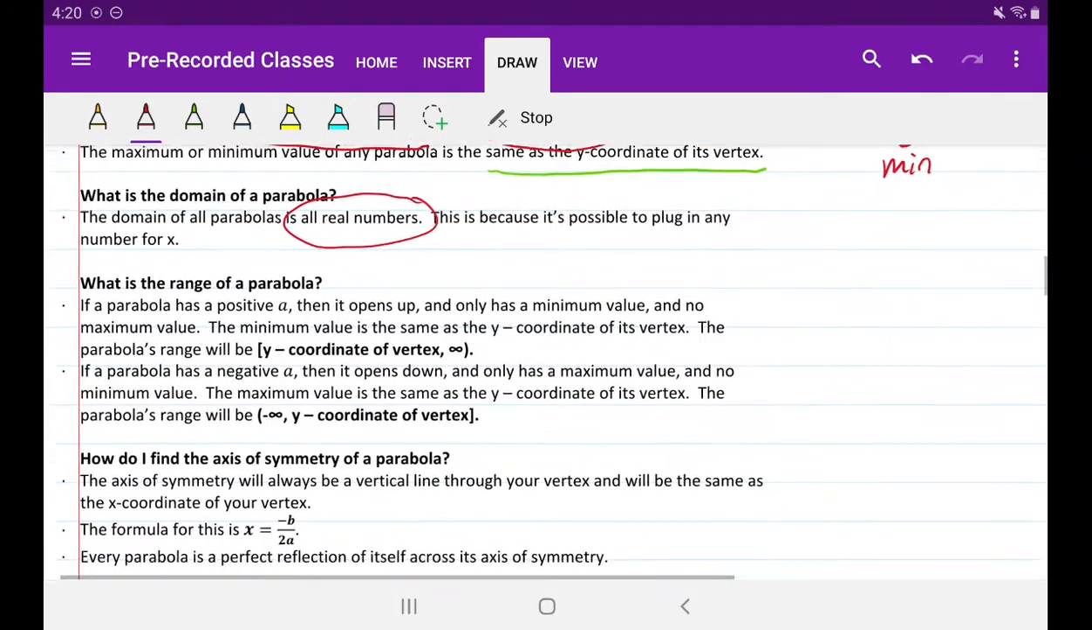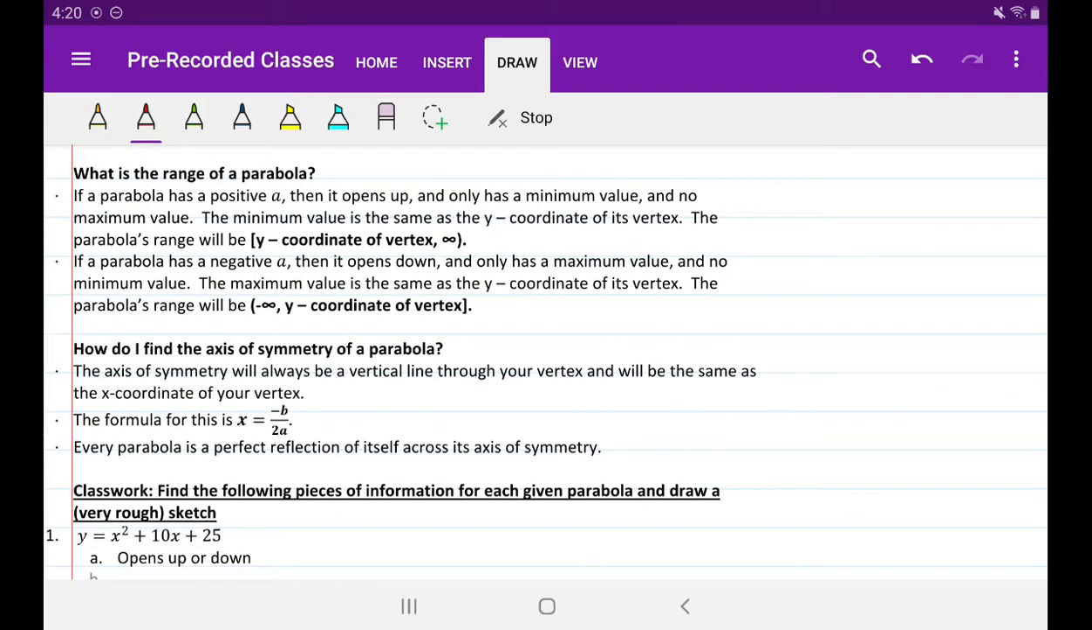And so then what about the range though? Well, there are some restrictions on the range of a parabola, and we can find these really easily. And again, this is something else that's going to depend on whether or not the parabola has a positive or negative a, and whether or not it opens up or down. So if it has a positive a and it opens up, and then it has only a min value, then the range is going to be this. You'll have a bracket sign, and then you'll plug in the y-coordinate of your vertex, and then that'll go to infinity, and then you'll close it off with the parentheses.